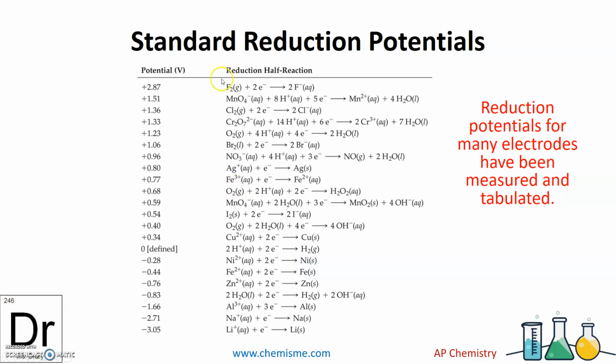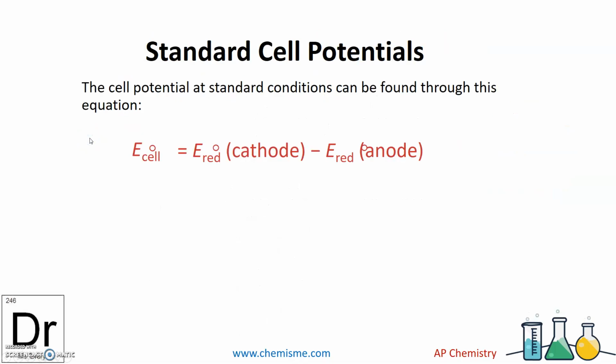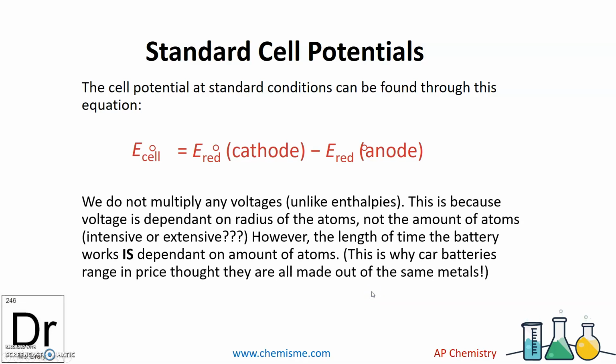They could flip. They didn't give you reduction and oxidation half reactions because oxidation would just be read backwards, and then you would negate the value. In order to find a full cell, what you're going to do is read the reduction value at the cathode, and then you look for the anode and reverse it. So that's why you can see it as cathode minus anode, because it's reversing the anode for you. So we don't multiply any voltage, unlike enthalpies, and this is because the voltage depends on the radius of the atoms, not the amounts of the atoms.